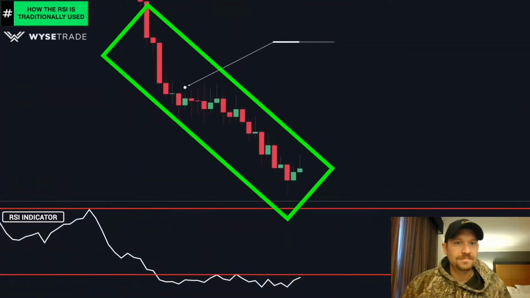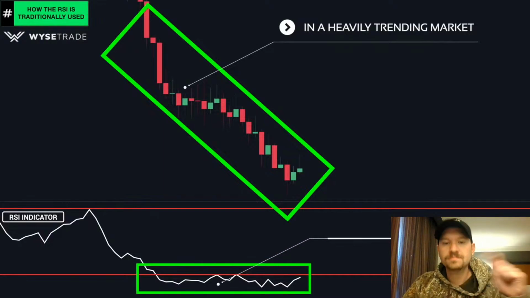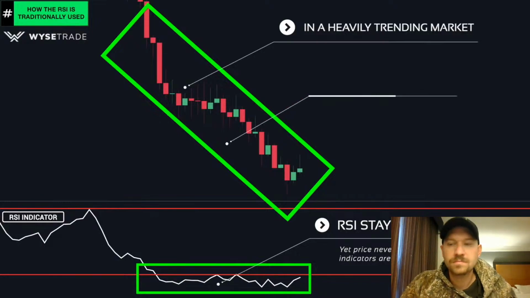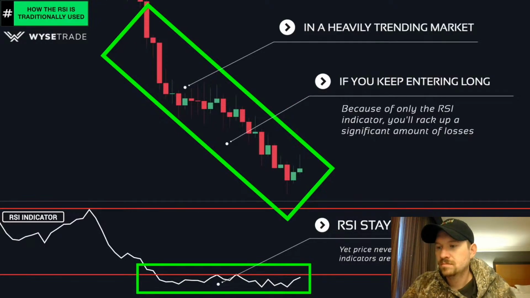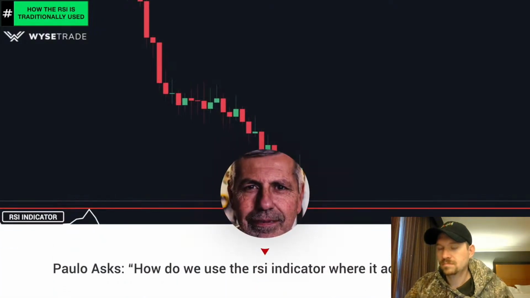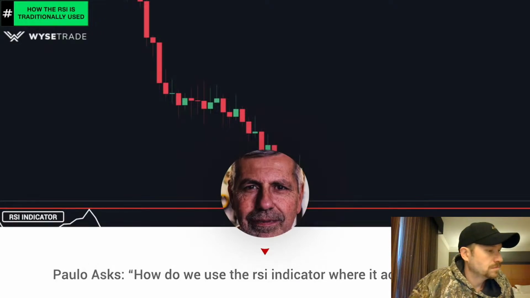What this means is, in heavily trending markets, the RSI indicator can stay inside of the overbought or oversold region for a long, long time. And if you keep taking trades solely based on the RSI indicator, expecting price to reverse, you will most likely rack up a significant amount of losses. So this then leads us to a question we often get asked, which is, how do we use the RSI indicator where it actually helps our overall analysis?